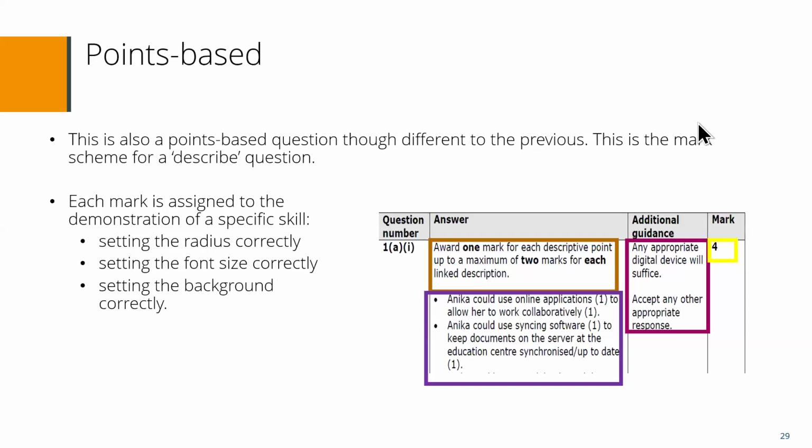All right, this is a slightly different one. This is the other variation of a points-based mark scheme, right? And this is what we talked about earlier with describe. That first of all, they have to have a description, and then hopefully they have some sort of expansion. So they have one mark for the description and one mark for the expansion. So, for example, Annika could use online applications, one mark, and then why?